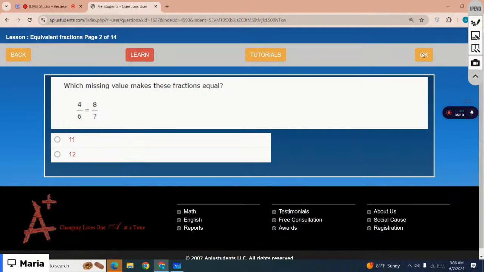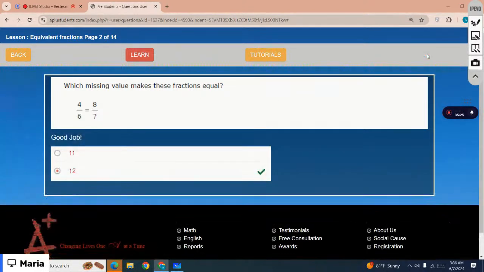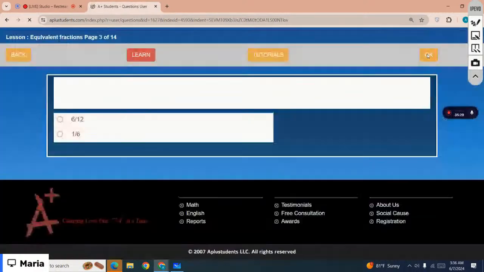The correct option is, yes, 4 times 2 is 8. So 6 times 2 is 12. The missing number is 12. Which fraction is equivalent to 2 by 4? So which is the correct option? Which fraction is equivalent to 2 by 4?